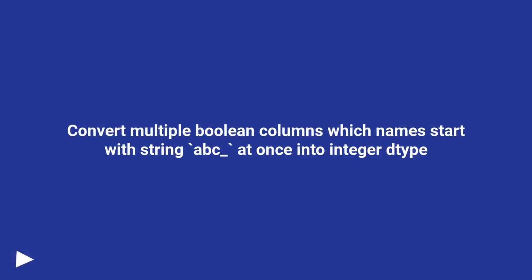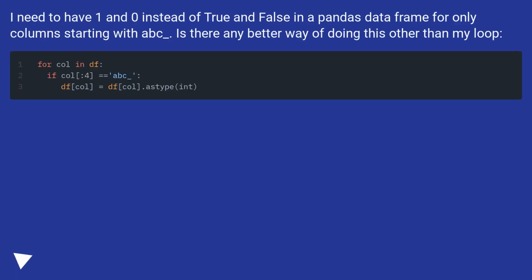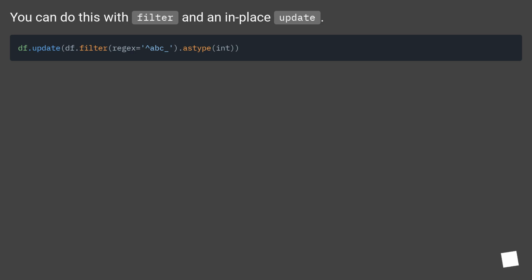Convert multiple boolean columns whose names start with the string abc_ at once into integer type. I need to have 1 and 0 instead of True and False in a pandas DataFrame for only columns starting with abc_. Is there any better way of doing this other than my loop? You can do this with filter and an in-place update.